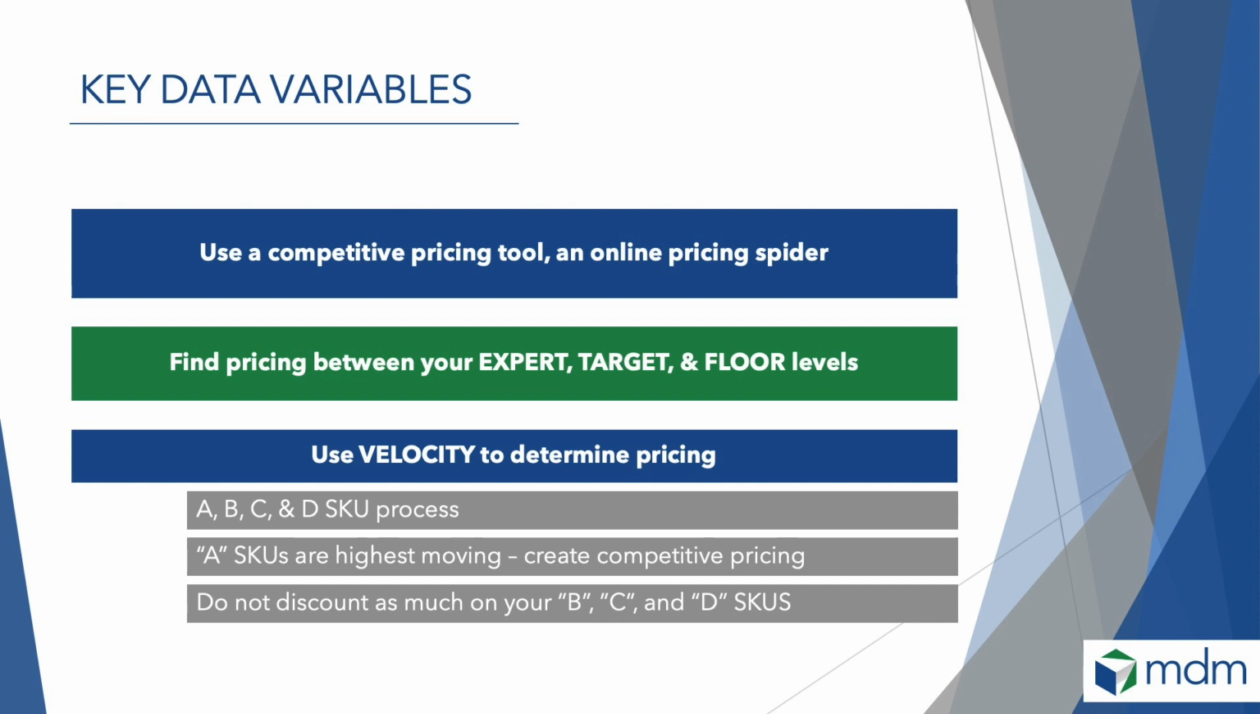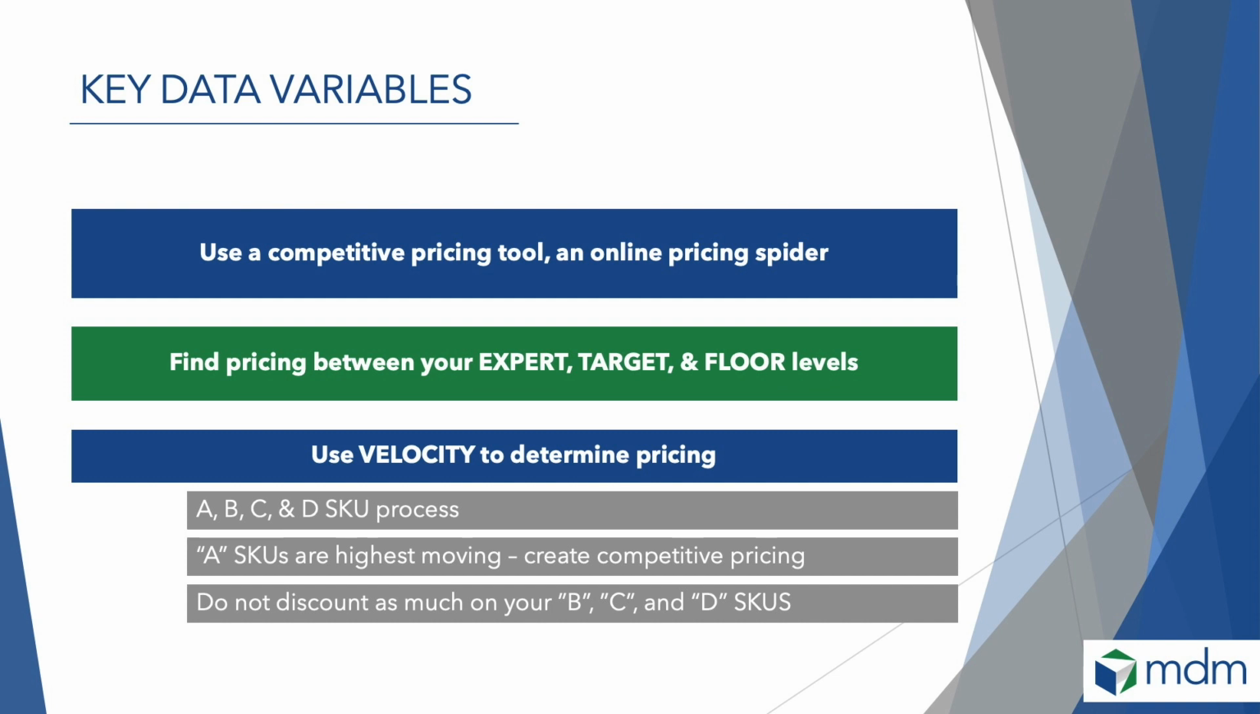If you can look at your A SKUs, those are the highest moving, and make those as competitive as you can versus the online prices that are out there, then you can really drive a lot of people into the funnel. You don't go as low on your Bs. You really don't discount much on your Cs. You may not discount at all on your Ds. So if you can follow the same pricing dynamics you have as a business online, using an A, B, C, and D pricing structure, you will win.